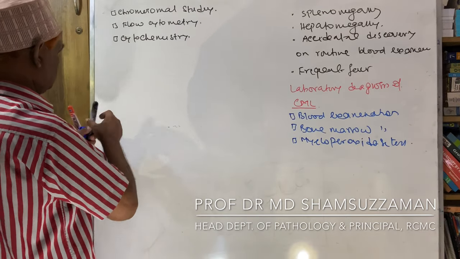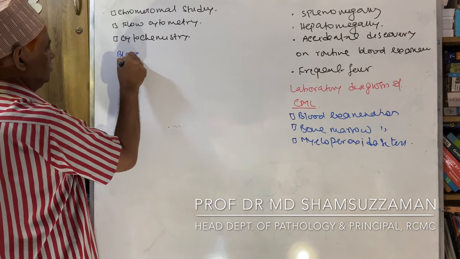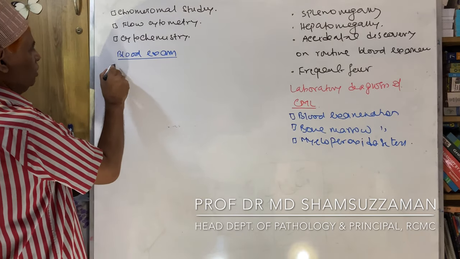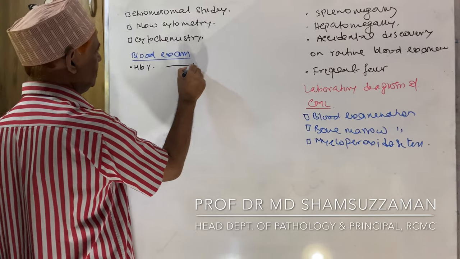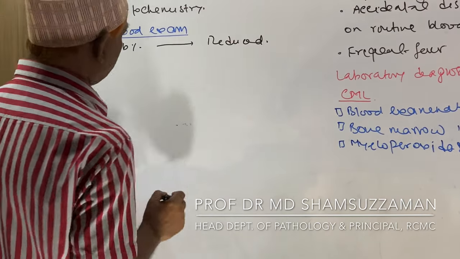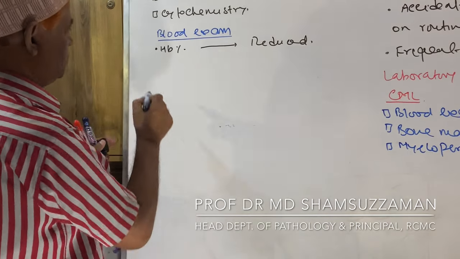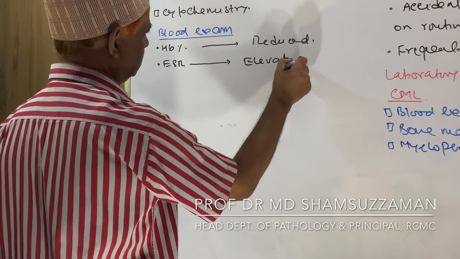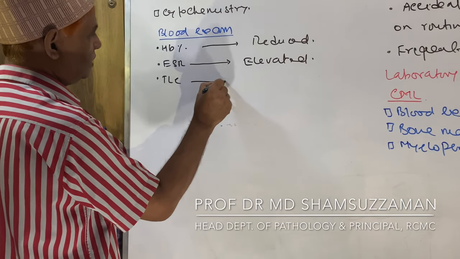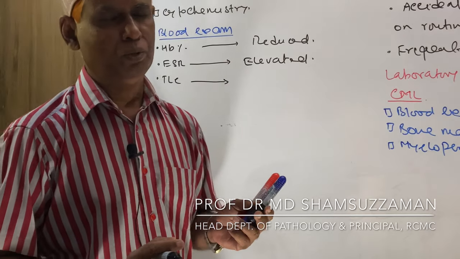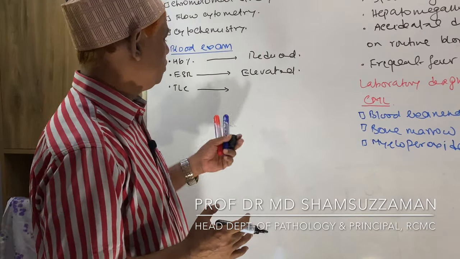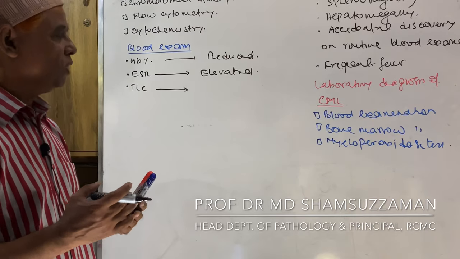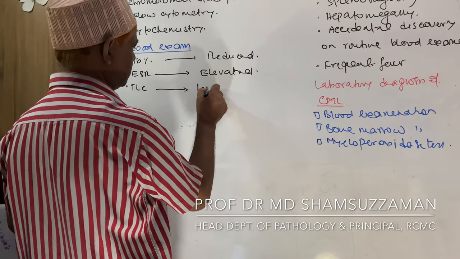Now come to blood examination first. We have to do hemoglobin first. The percentage of hemoglobin is reduced, as it is a case of leukemia and the patient suffers from anemia. Then ESR is elevated. We have to do TLC, total leukocyte count. Normal count is 4000 to 11000 per cubic millimeter of blood. In case of leukemia, there is usually leukocytosis, and the count is usually more than 1 lakh per cubic millimeter of blood.